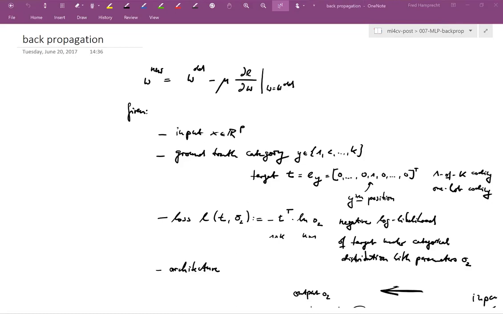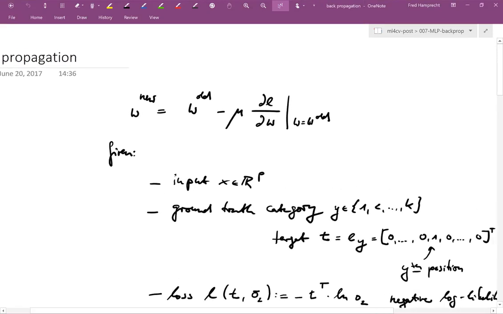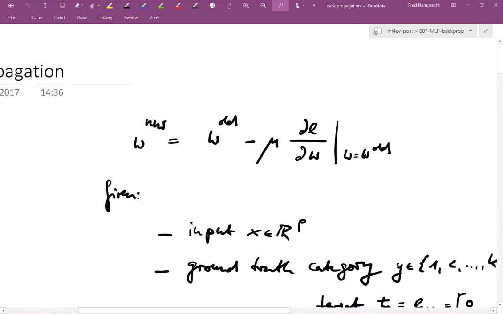Okay, so how to find the parameters? Overall, the parameters I've here called them W. The idea is to do gradient descent, so I want to find some updated parameters W new by starting from my previous parameters W old, and now I'm changing them by computing the gradient of my loss L.